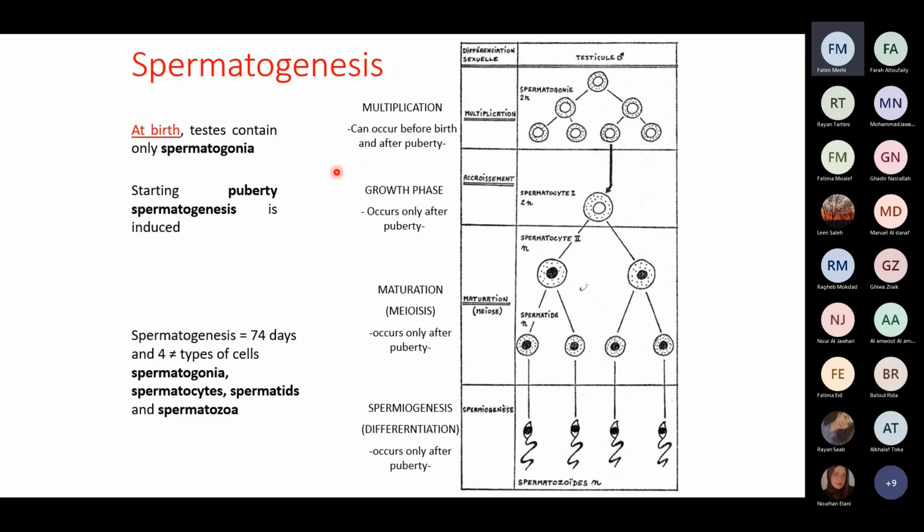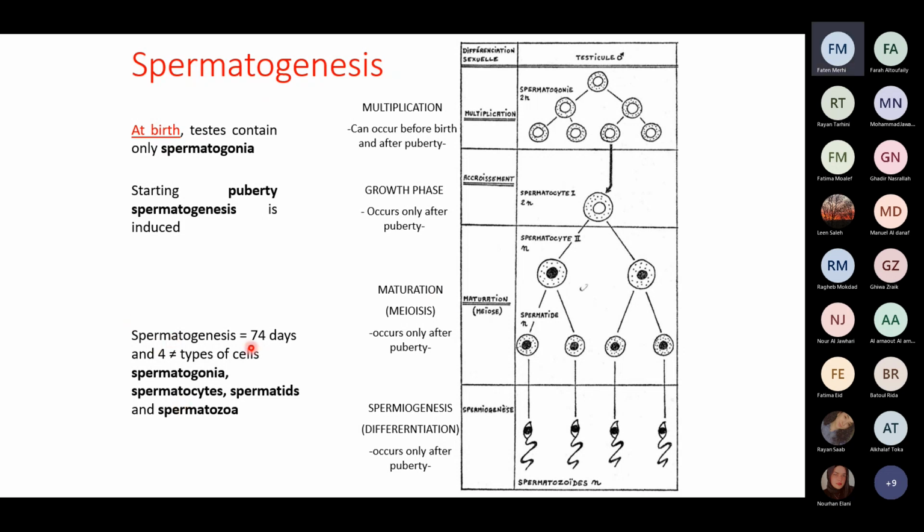So before birth, we only have proliferation and mitotic divisions. After puberty, we will have proliferation. They can always proliferate. I mean, during the life of a male, the spermatogonia can proliferate. They can enter a growth phase, do the meiosis, and produce spermatids, and the spermatids undergo the differentiation to give the sperm cells.